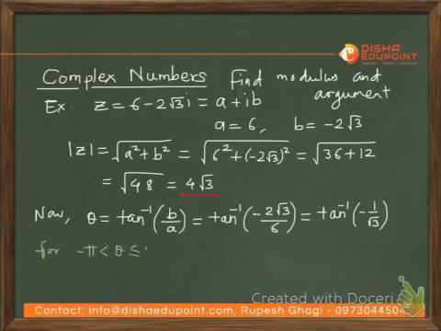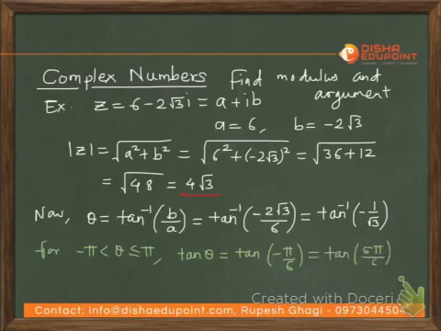Now for minus pi less than theta less than or equal to pi, tan theta is equal to tan of minus pi by 6, which is equal to tan 5 pi by 6, which is equal to minus 1 by root 3. Understand this: there are many angles for which the value of tan of that angle will be equal to minus 1 by root 3, but these are the two values, minus pi by 6 and 5 pi by 6, which lie in the principal branch of minus pi to pi. Can we use both of these as answers?